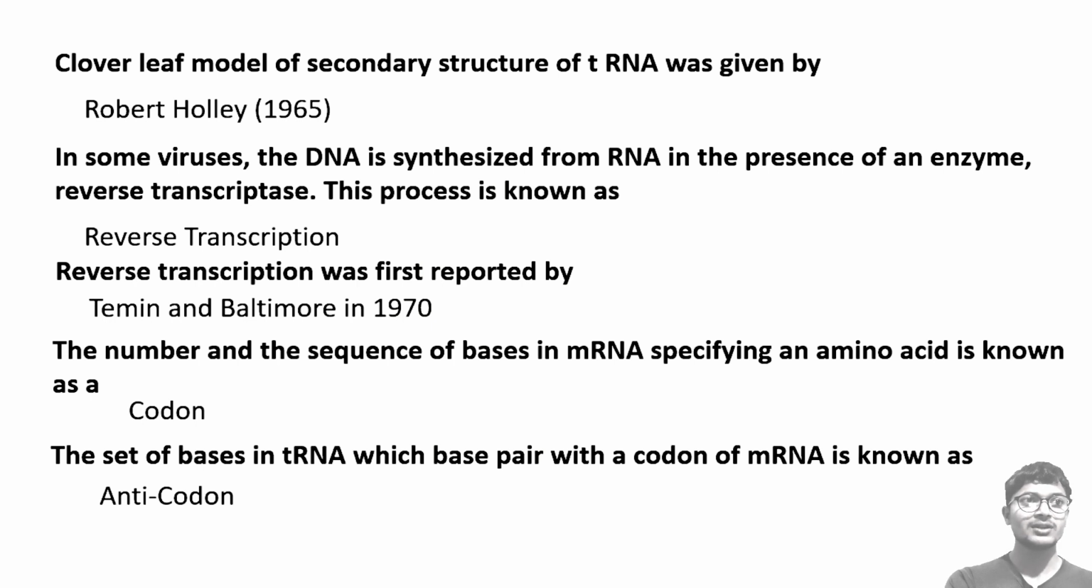First question, cloverleaf model of secondary structure of tRNA was given by? Answer is Robert Holley in 1965. Next question, in some viruses the DNA is synthesized from RNA in the presence of an enzyme, reverse transcriptase. This process is known as? Answer is reverse transcription. Clear? Next question, reverse transcription was first reported by? Answer is Temin and Baltimore in 1970. Next question, the number and the sequence of bases in mRNA specifying an amino acid is known as? Answer is codon. Clear? Next question is that the set of bases in tRNA which base pair with a codon of mRNA is known as? Answer is anticodon.